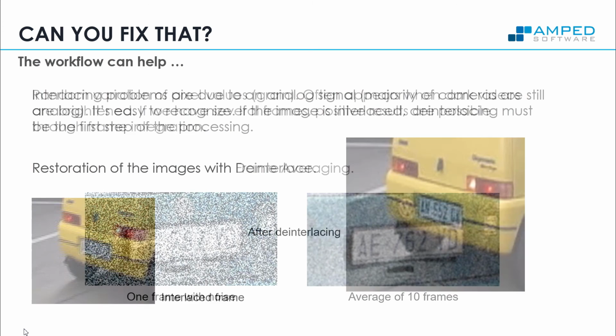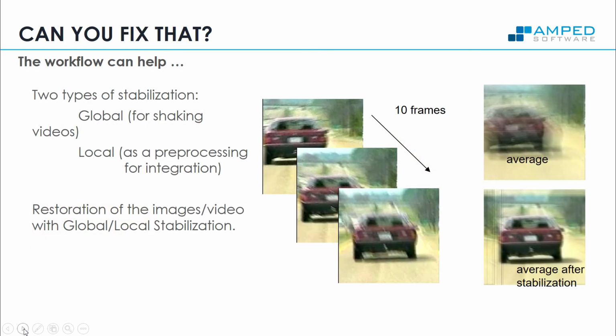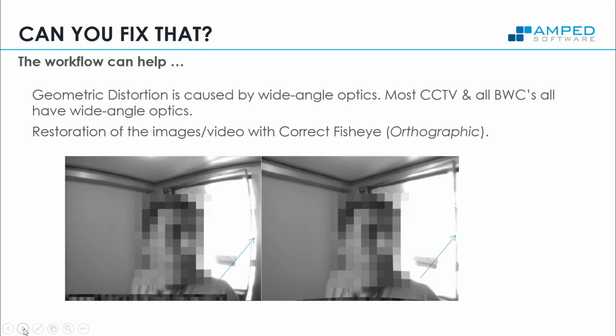Very powerful technique. Sometimes motion causes tearing in the image, an old legacy aspect of analog video, and so we could deinterlace and bring that license plate back. Or we can do all of the above. We can stabilize and frame average. We can use these tools in any number of combinations, an unlimited amount of combinations, to solve problems. Sometimes there's a geometric distortion. Oftentimes in body-worn cameras, they all have these wide-angle, fisheye optics, and so we can put that back together. We can restore that problem.